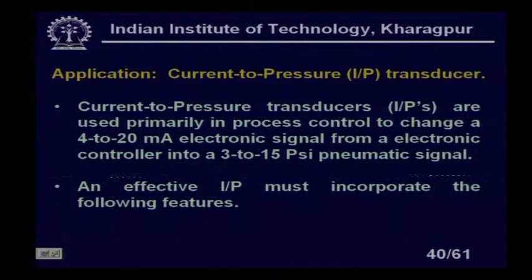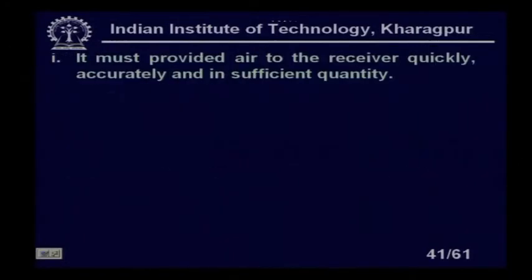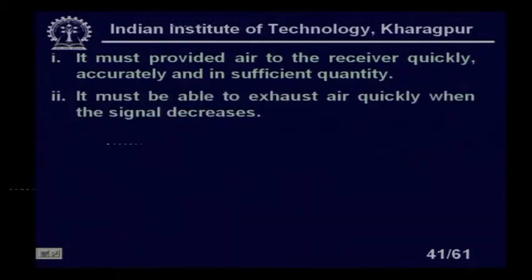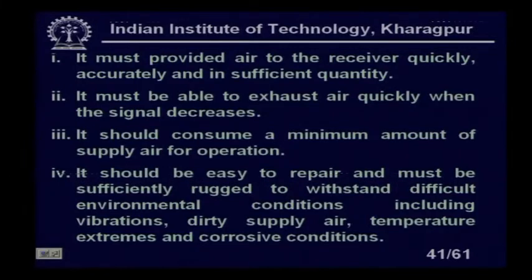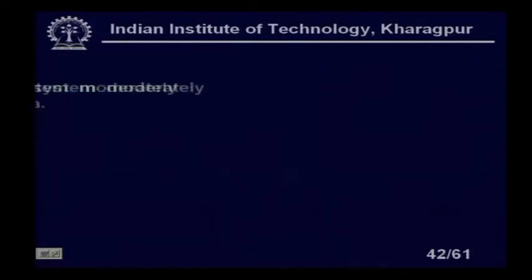An effective I to P converter must incorporate the following features. What are the following features? It must provide air to the receiver quickly, accurately and in sufficient quantity. It must be able to exhaust air quickly when the signal decreases. It should consume a minimum amount of supply air for operation. It should be easy to repair, must be sufficiently rugged to withstand difficult environmental conditions including variations, dirty supply of air, that is not very important, usually we can filter the air, temperature extremes and corrosive conditions.